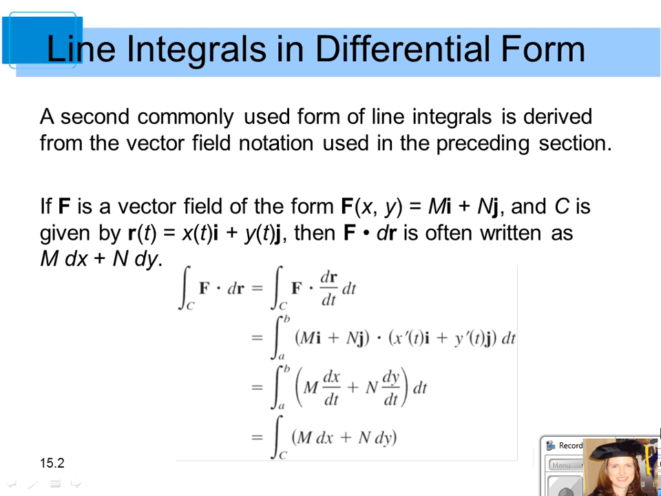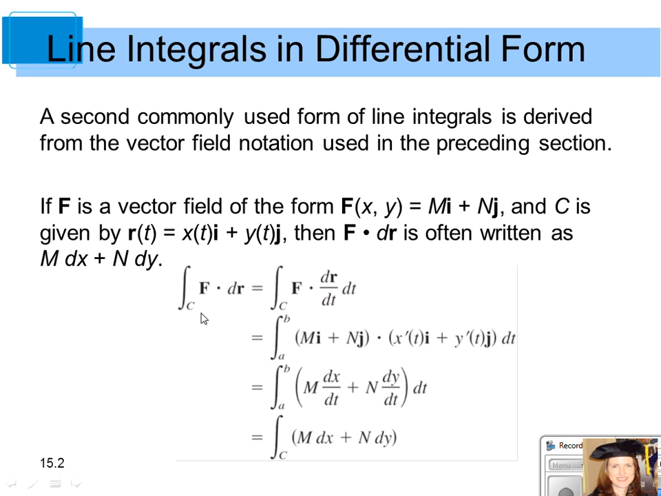A second commonly used form of line integrals is derived from the vector field notation used in the preceding section. If f is a vector field of the form f(x,y) = mi + nj, and C is given by r(t) = x(t)i + y(t)j, then f dot dr is often written as m dx + n dy.